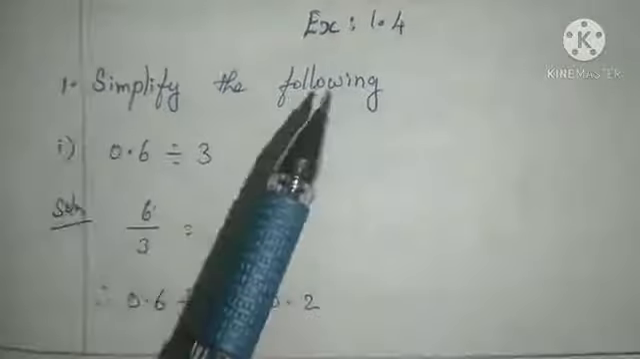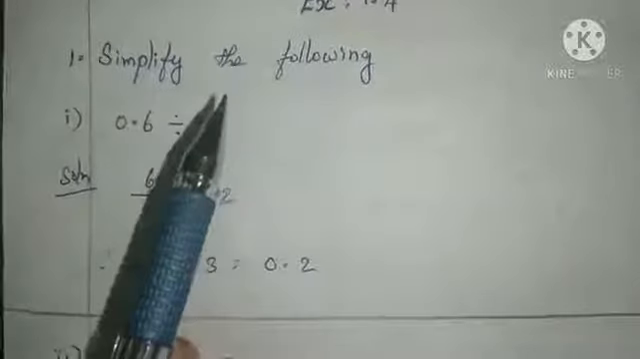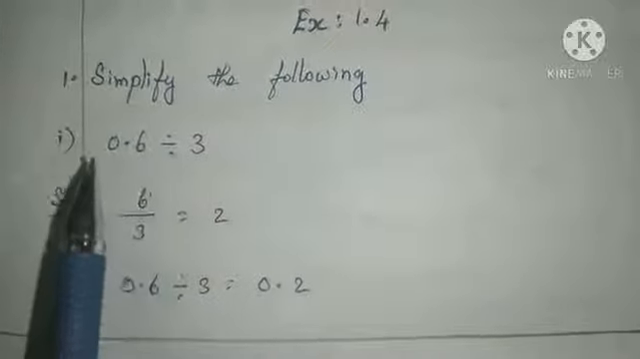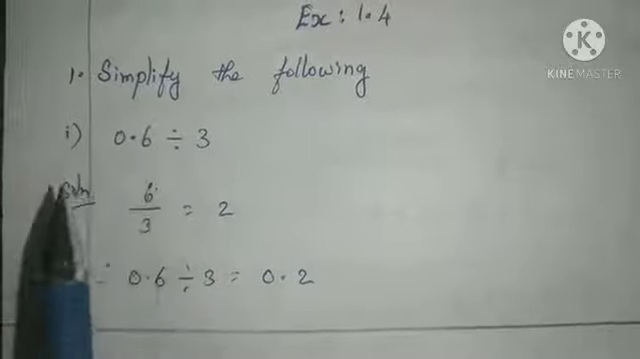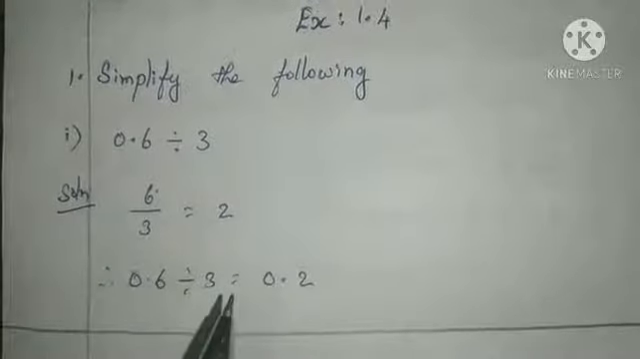Today, we are going to see the division of decimal numbers from exercise 1.4. First sum, simplify the following. Like multiplication, division also, first we are going to see the decimal number with the whole number. And the second model we are going to see is the decimal number with another decimal number.